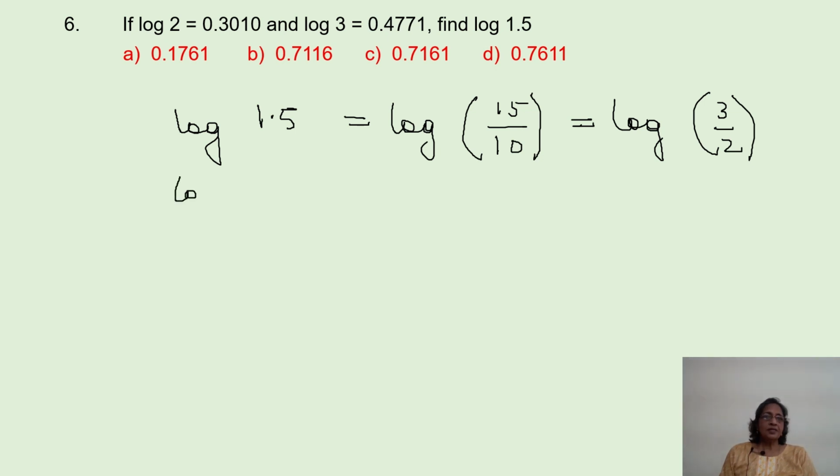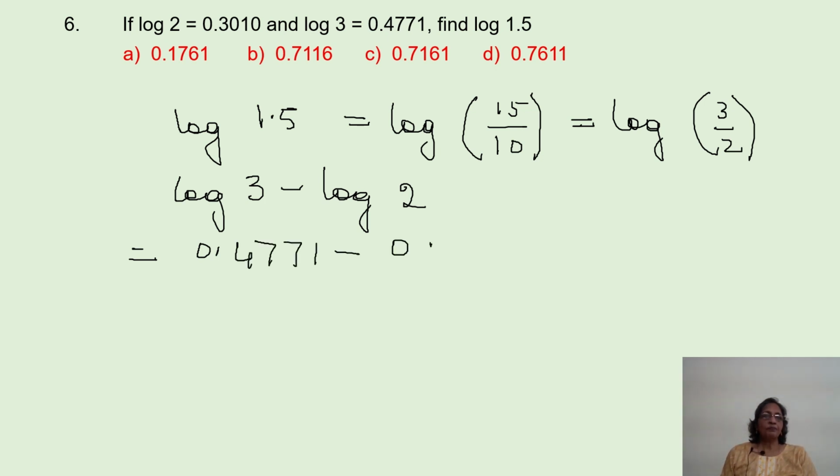Use our quotient property. So this will be log of 3 minus log of 2. Both the values you know. 0.4771 minus 0.3010. Obviously, if you look at your answers, you'll see that the A option is the correct one, 0.1761. Okay, so in this case, our correct option is the A option. Okay, let's go to the next sum.